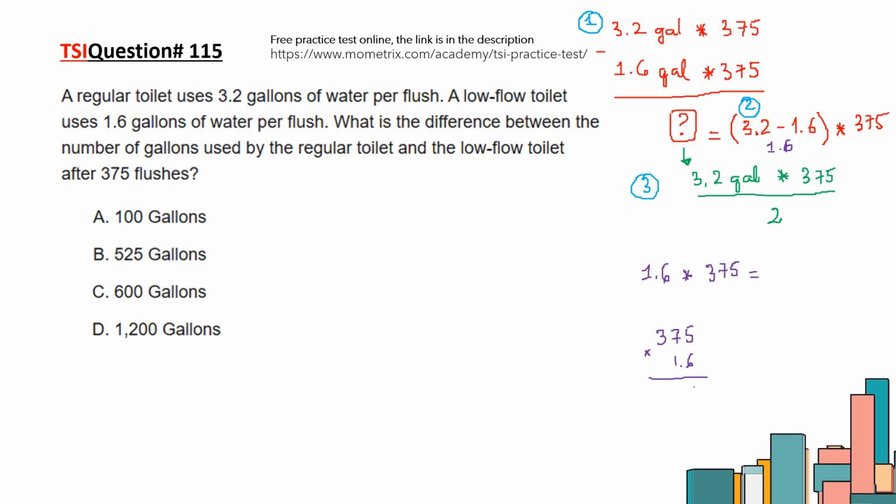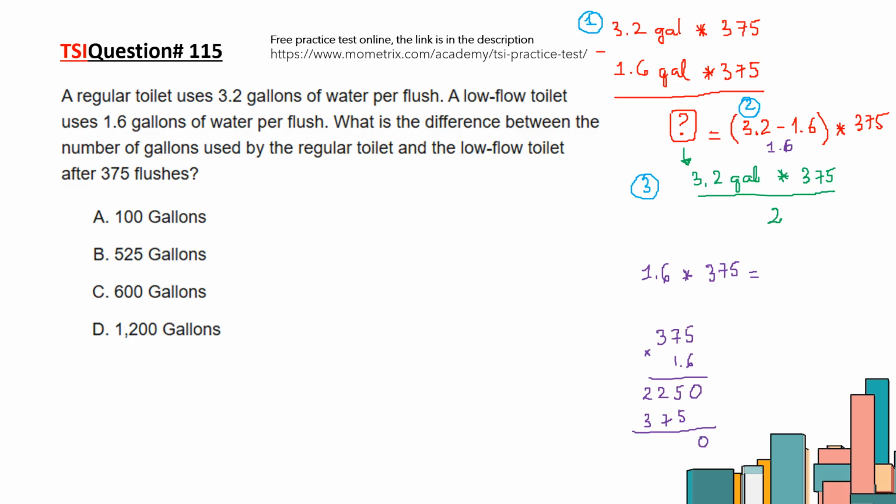6 times 5 is 30, write 0, remember 3. 6 times 7 is 42, plus 3 is 45, write 5, remember 4. 6 times 3 is 18, plus 4 is 22. 1 times 5 is 5. 1 times 7 is 7. 1 times 3 is 3. Then now we add them up.